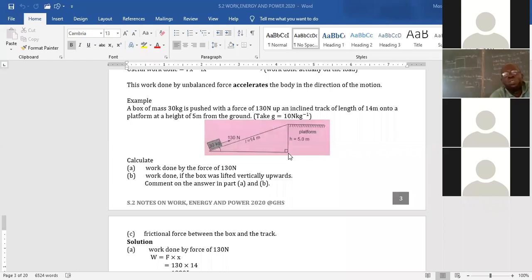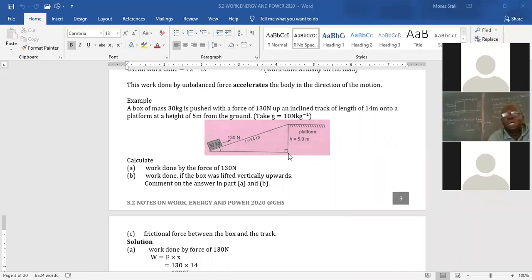Read the question. A box of mass 30 kilograms is pushed with a force of 130 newtons up the incline. But if we look at that force, the way it has been applied, through what distance does it move? 14 meters. The box is going to move along a distance of 14 meters.